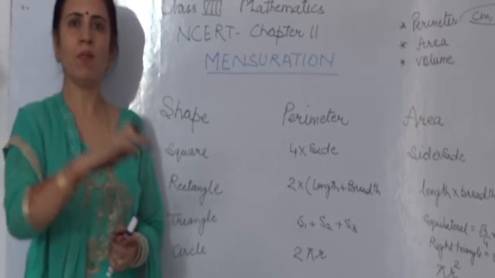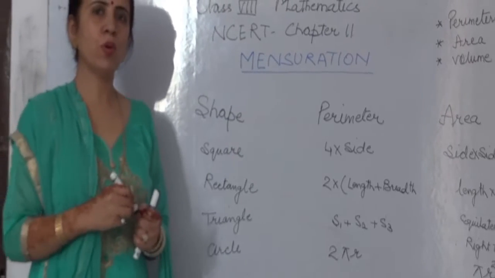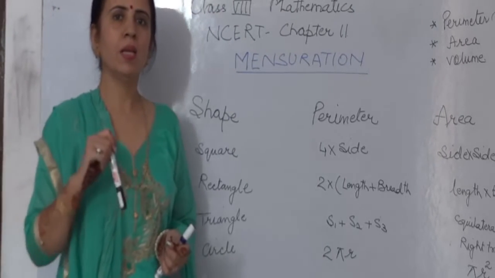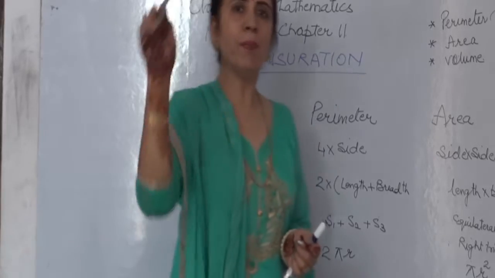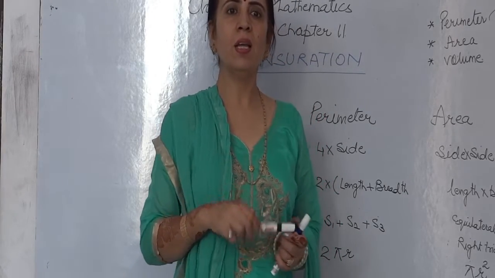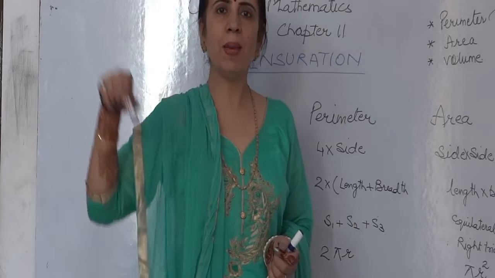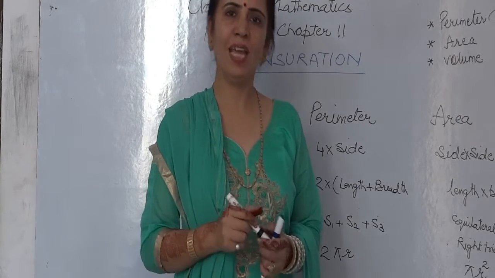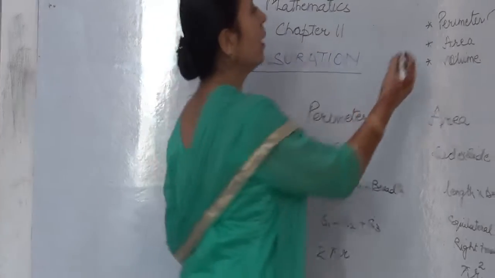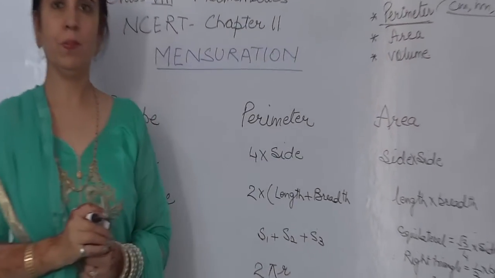Suppose you have a piece of land. You want to make boundary for that land. Now, boundary means the side fencing, and you know the length, you know the breadth, you can easily make the fencing of any field. So, in that case, you need to know the perimeter of the figure.